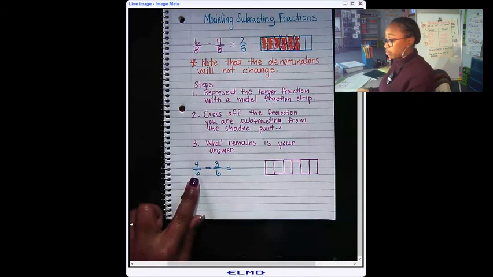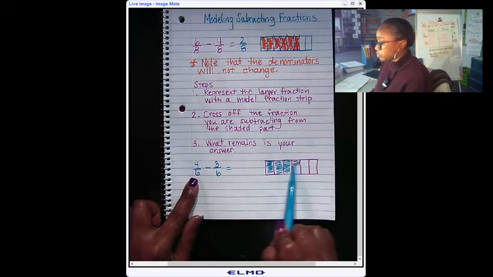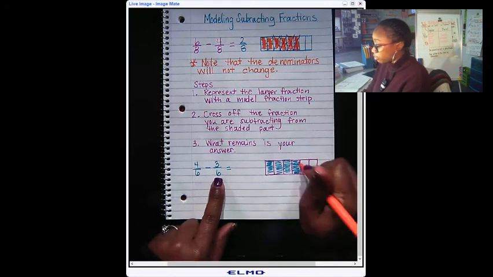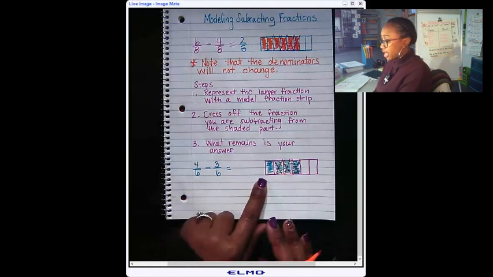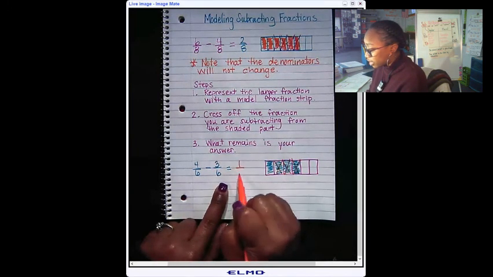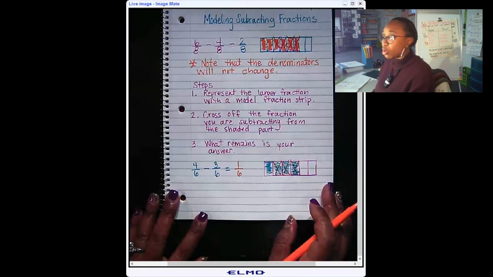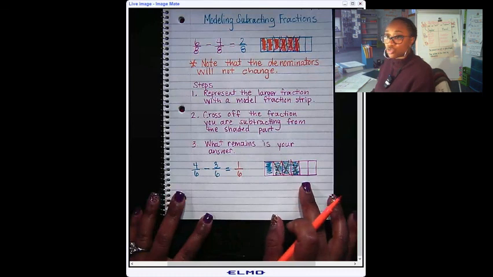And I want to represent my first larger fraction with this strip, which is 4/6. So I'm going to shade 4 of those pieces. And that shows 4/6. And I am subtracting 3/6. So I'm going to cross off 3 of those shaded parts. And that lets me know that the answer is 1/6. So this is how you represent or model subtracting fractions using a fraction strip.